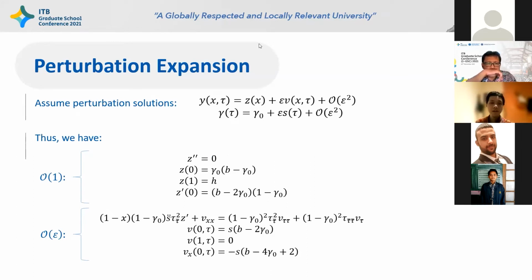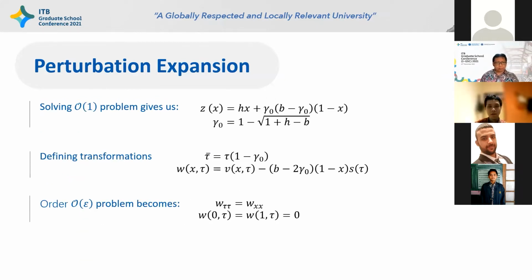Okay, now we define the perturbation solution, actually up to order epsilon. So we have two different problems in different orders. Now we can solve the problem in each order separately, and we can tackle the non-linearity that appears in the previous problem. Next.